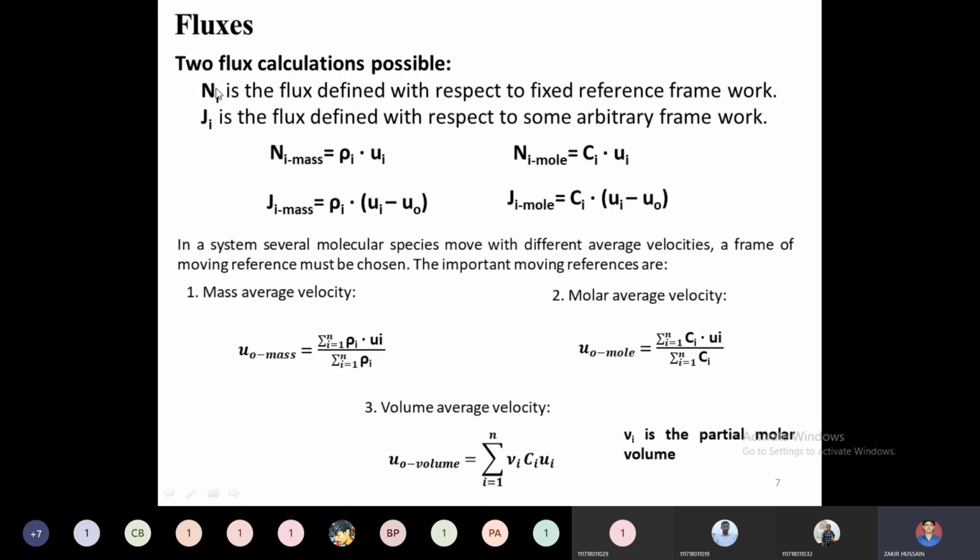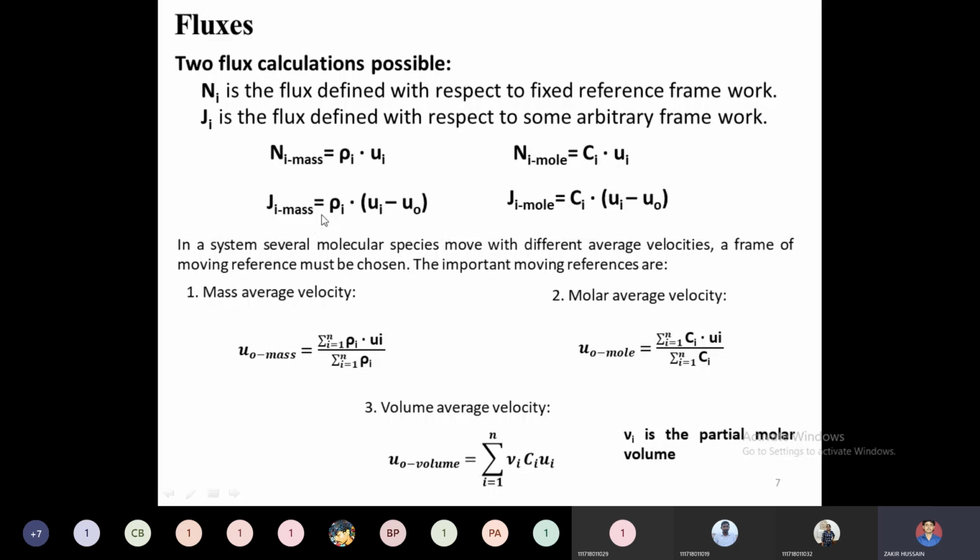Observer velocity is zero. It is defined with an example: when a sailor is floating using a board in the water stream, that sailor will have a certain velocity, denoted by u naught. Then the velocity of that particular species in the control volume will have a certain velocity, known as ui. The flux with respect to a stationary coordinate system is given as Ni; in terms of mass it is rho i into ui, whereas the flux in terms of moles is given as Ci into ui.